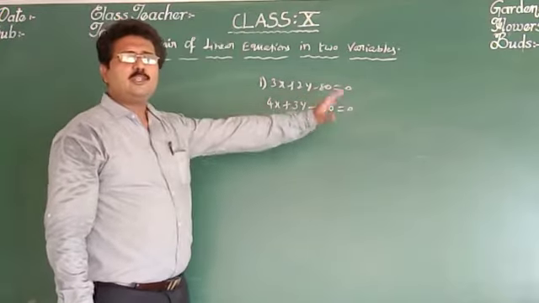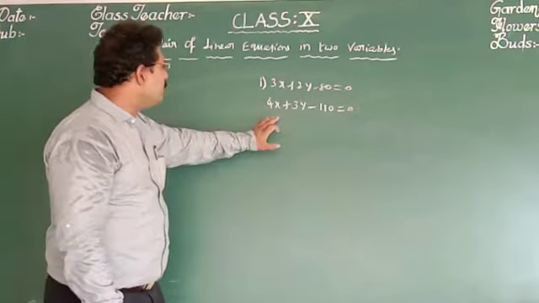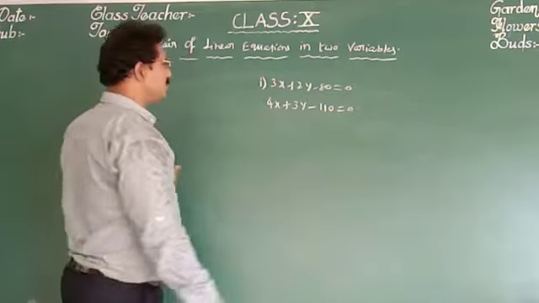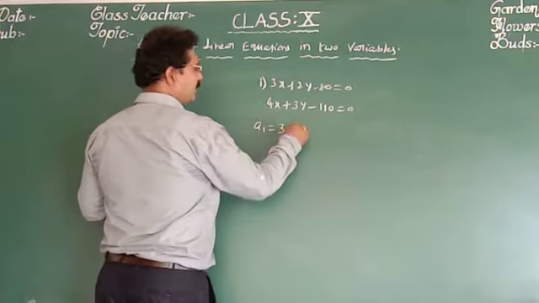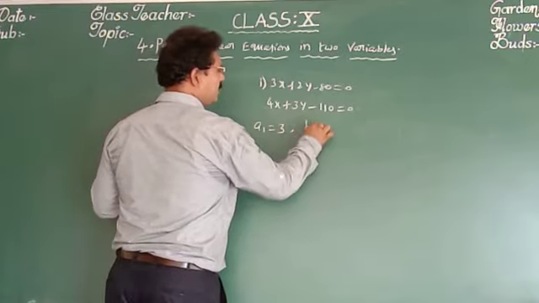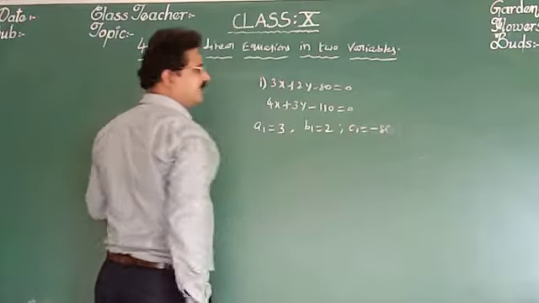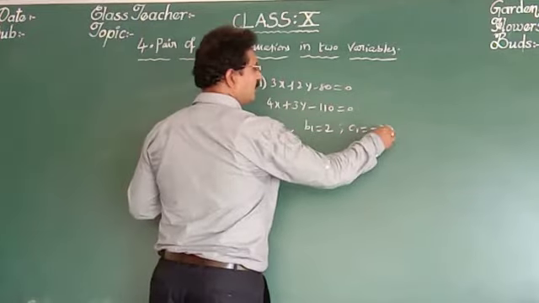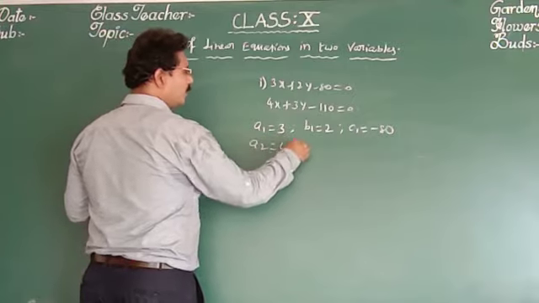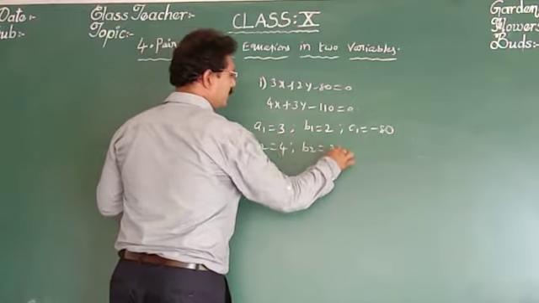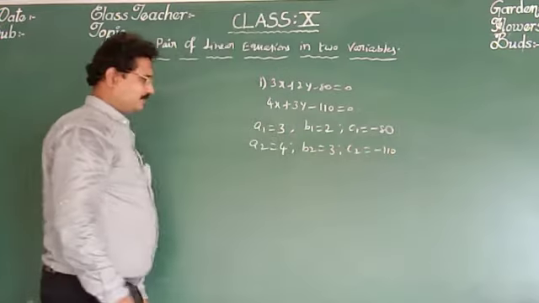Now comparing these two with a1x + b1y + c1 = 0 and a2x + b2y + c2 = 0. So for that, A1 is equal to what? 3. Next, B1 is equal to 2. C1 is equal to minus 80. Next, A2 is equal to 4, B2 is equal to 3, and C2 is equal to minus 110.